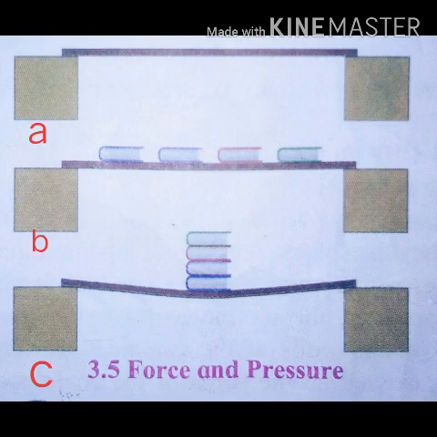What is seen in figure A: the plank is horizontal. In figure B, 4 books are placed side by side on the plank. In figure C, the 4 books are placed one above the other in the middle of the plank. The difference that we see: even though the books are the same, in figure B the plank is in the same shape. But in figure C, because of the weight of the books, the plank has bent.